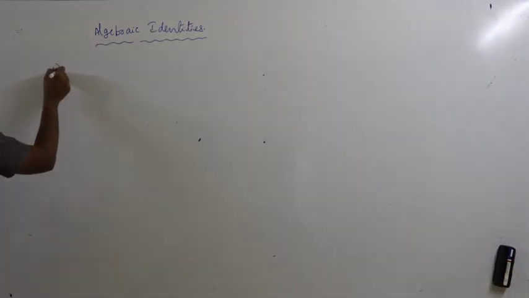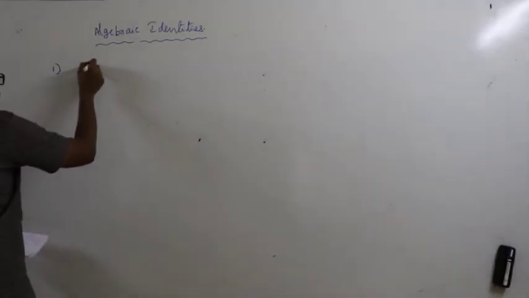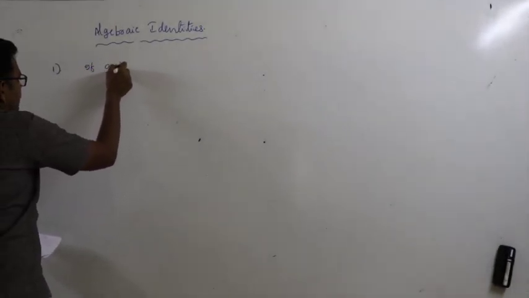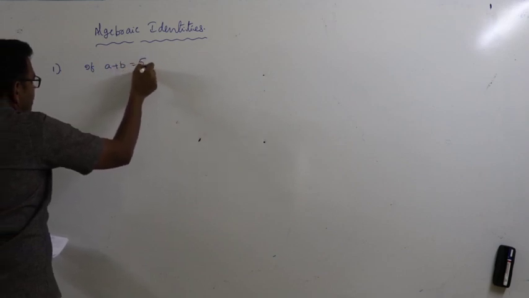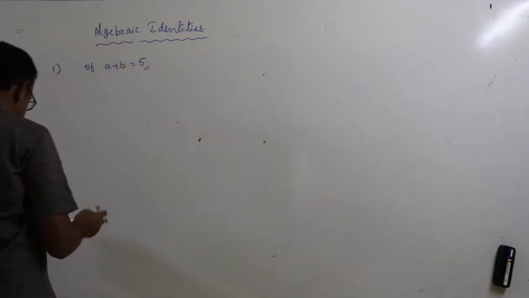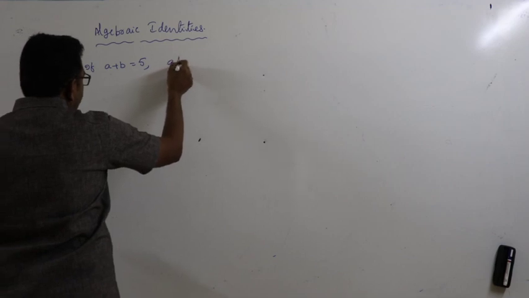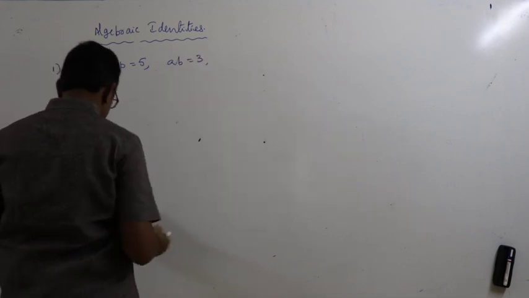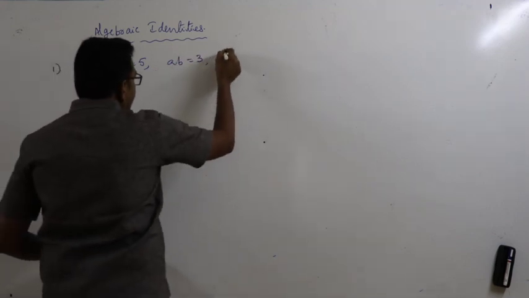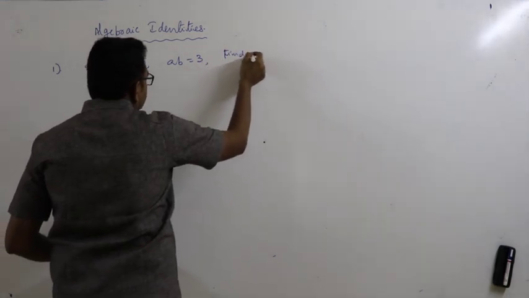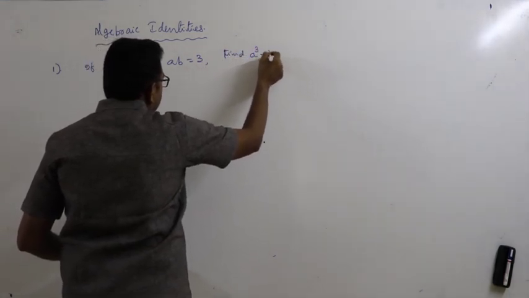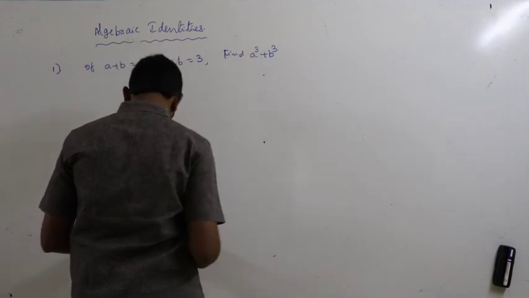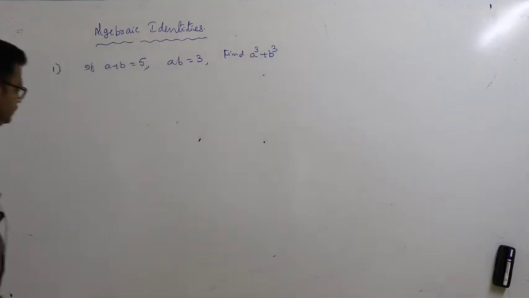Now some problems. If a plus b is equal to 5 and ab is equal to 3, then find the value of a cube plus b cube.